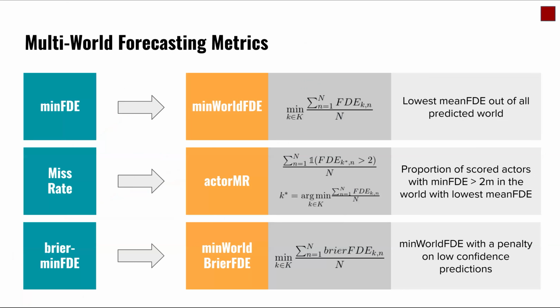So min FDE turns into min world FDE, which is simply computing the lowest min FDE out of all predicted worlds. Miss rate turns into actor miss rate, which is the proportion of scored actors with min FDE greater than 2 meters in your best world. And lastly, we have Brier min FDE, which naturally follows from Brier FDE.